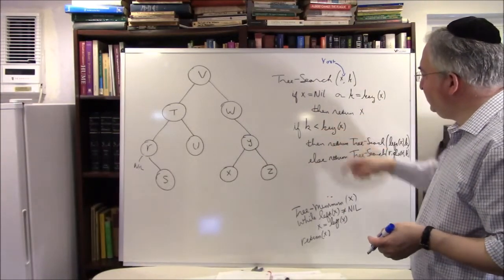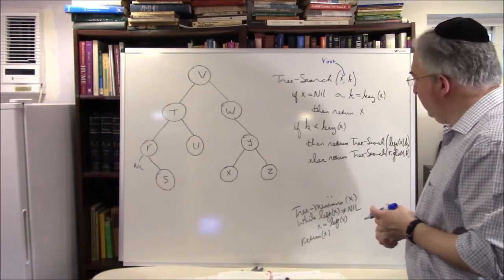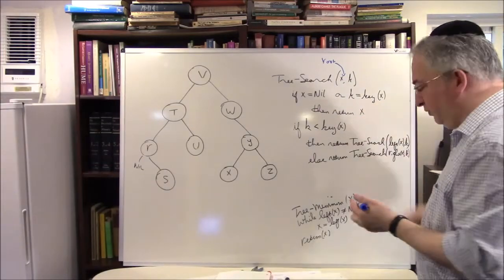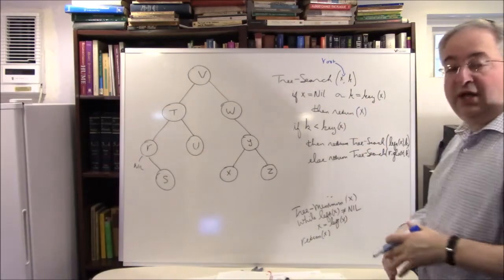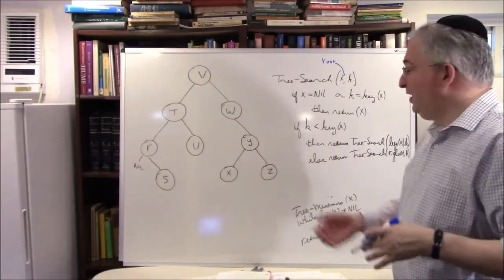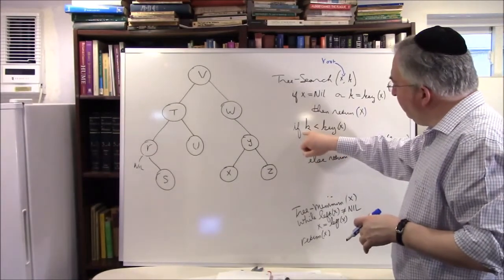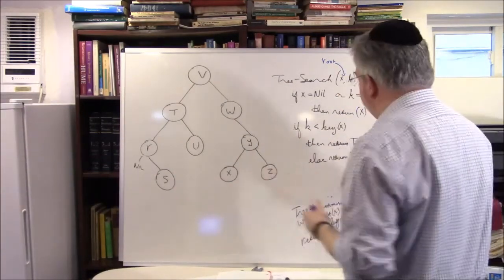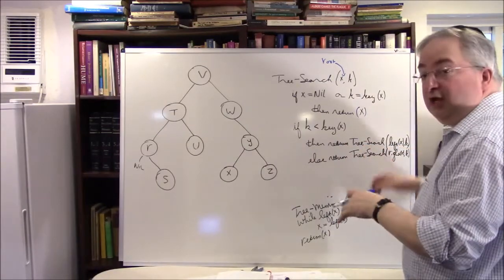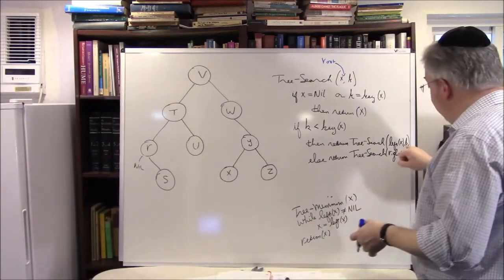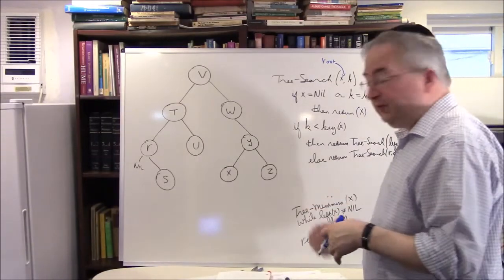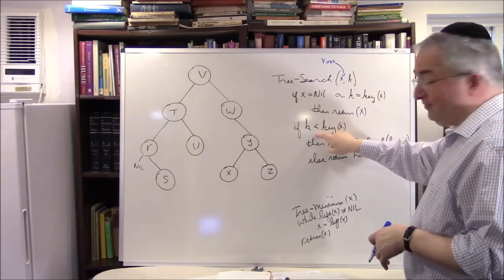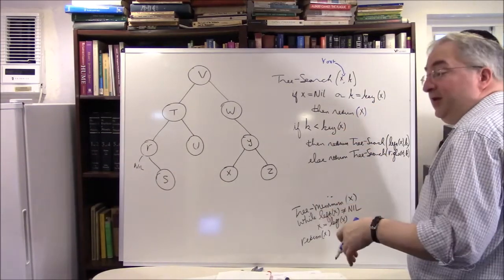In other words, this is the element that you have. That's the thing. Okay. Next, if K is less than K of X, in other words, if it's on the left side, then return tree search left of X. Look at the left subtree, and again keep the K. In other words, you're searching for K. Else return tree search right. Otherwise, if it's not equal and it's not less than, it must be more than. So look at the right subtree. Okay.